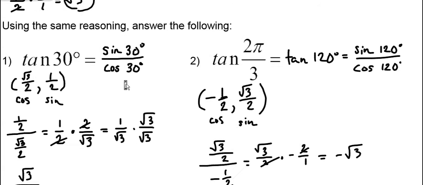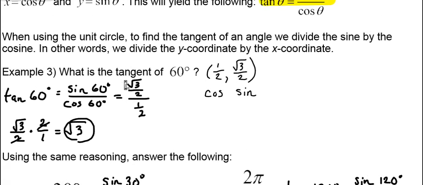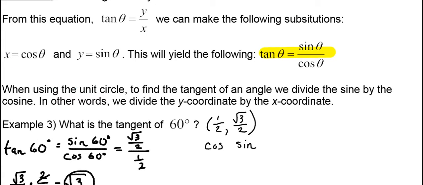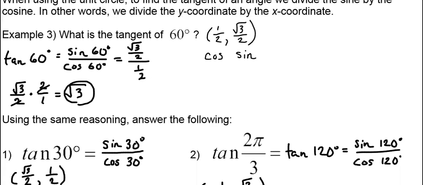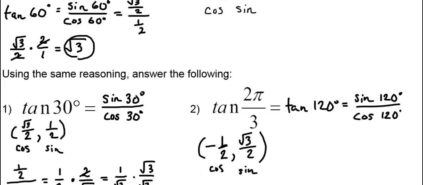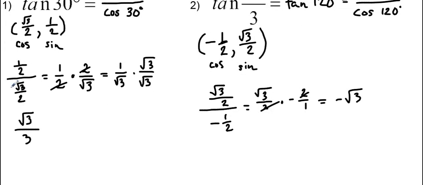Okay, we are going to continue with finding the tangent of some of these angles. So let's just quickly go back and look at what we have already done. We found the tangent of 60 degrees, which was radical 3. We found the tangent of 30 degrees, and that wound up being radical 3 over 3. Finally, we found the tangent of 120, and that wound up being negative radical 3. We're going to do 2 more and see if there's something that we notice.